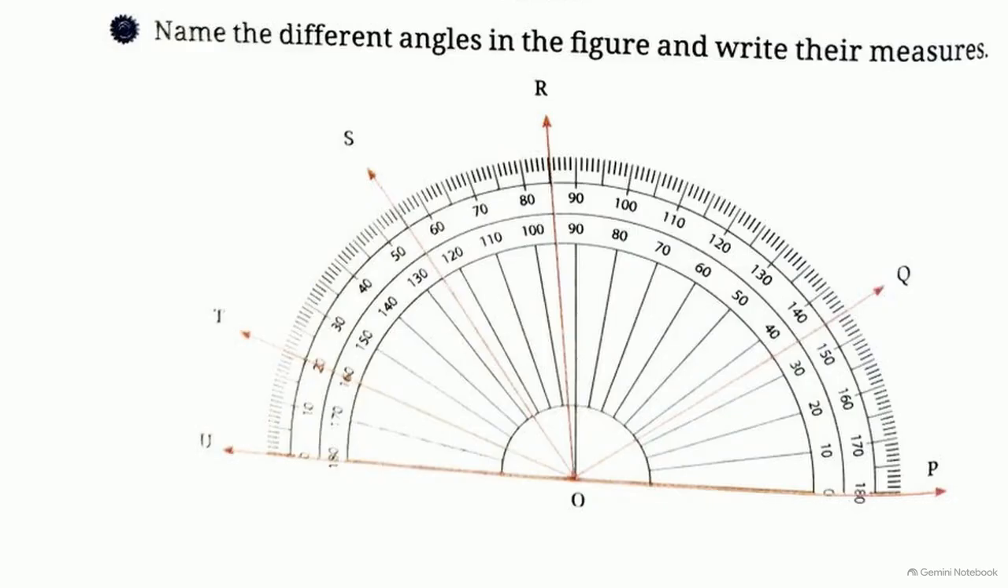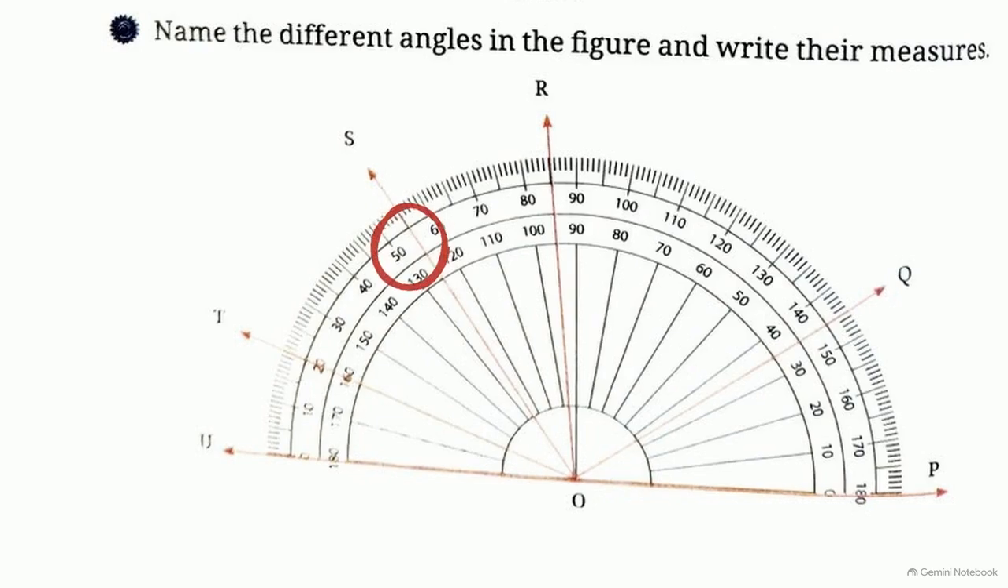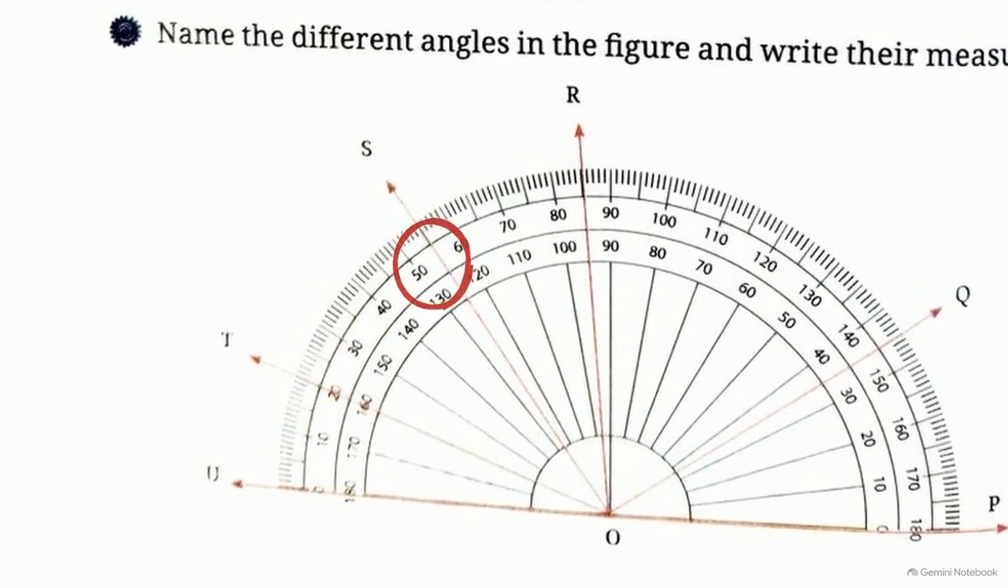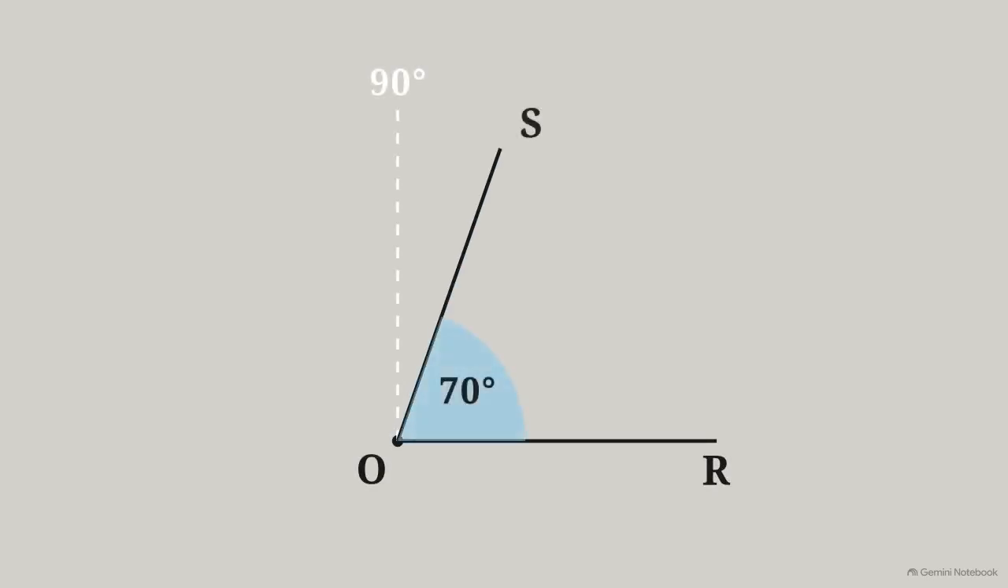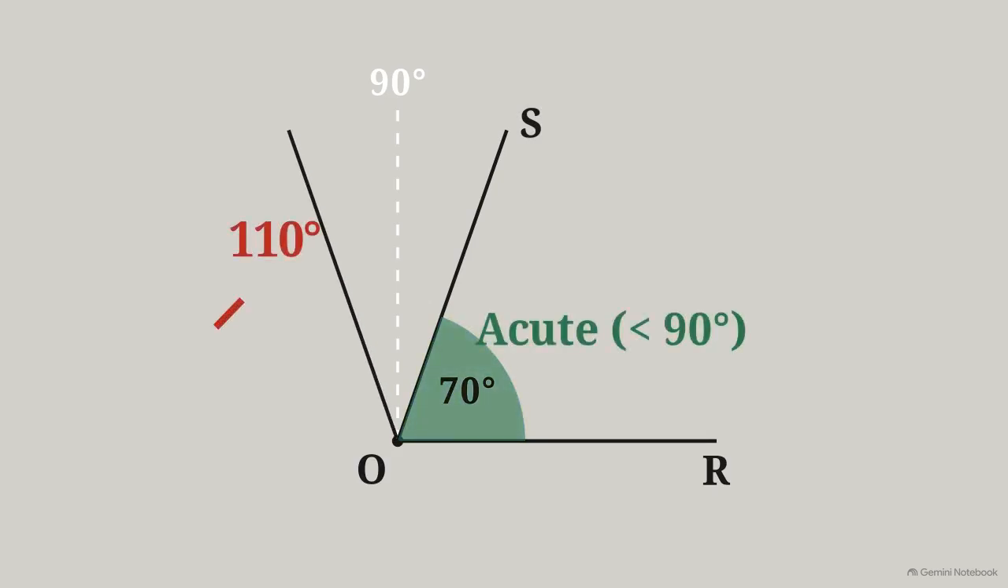A protractor finds exact measures using two sets of markings. To choose between them, find where the bottom arm sits and start from that zero mark. Here, ray OP points right, aligning with the inner zero. Look at angle ROS. Ray OS passes 110 and 70. Since our baseline is the inner zero, we follow the inner scale to 70 degrees. You can verify your reading by looking at the shape. Angle ROS is an acute angle. Since acute angles must be less than 90 degrees, 70 is the only logically correct answer.